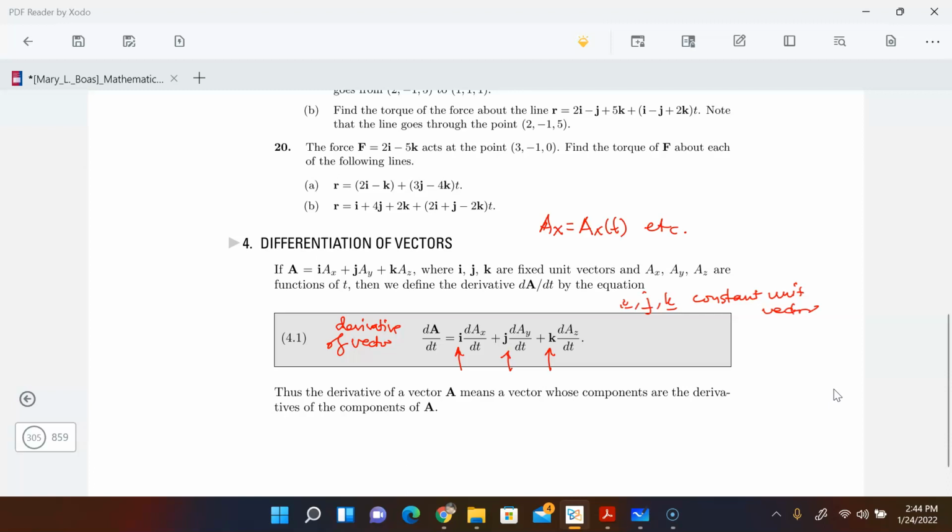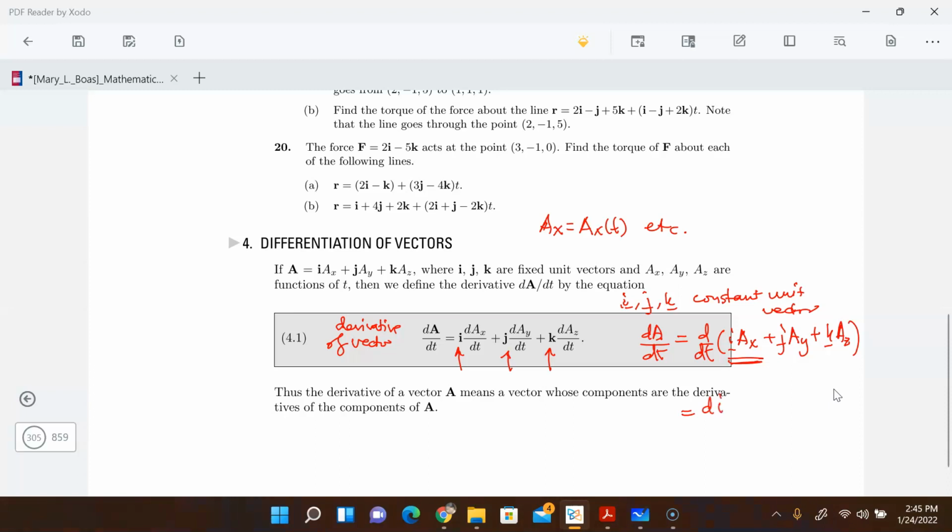If for some reason these are not constant, what's going to happen? So you have dA/dt equals d/dt of i ax plus j ay plus k az. Just looking at the first term here, if I want to differentiate that, then you need to use the product rule.